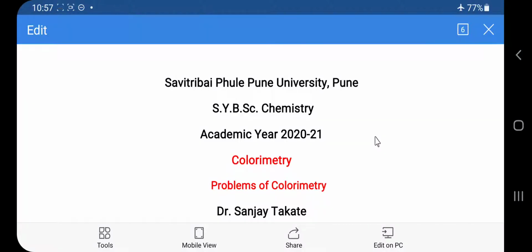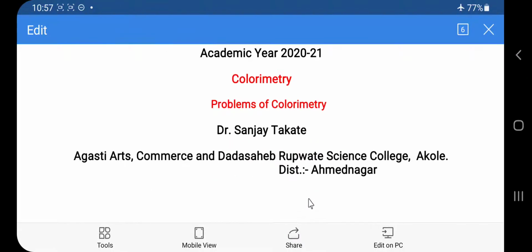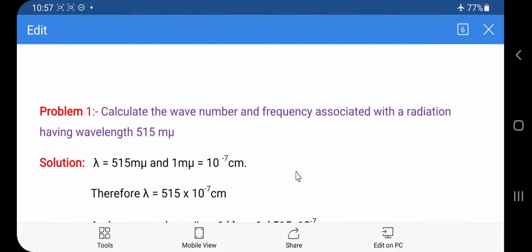Hi everyone, this is the last lecture of the colorimetry, and in this lecture we are going to discuss the problems or numericals of the colorimetry. So let us consider the first problem: calculate the wave number and frequency associated with the radiation having the wavelength 550 millimicron.